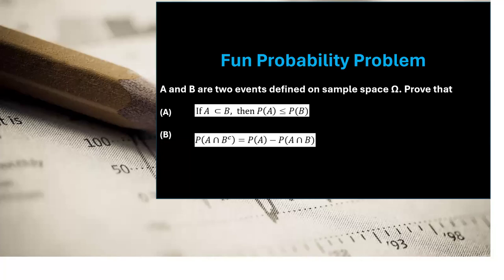The first one: A and B are two events defined in this sample space. I want to prove that if A belongs to B, then P(A) is less than or equal to P(B). Part A is kind of intuitively obvious, but we're going to show you how to prove it. Then part B: P(A intersect B complement) is equal to P(A) minus P(A intersect B). All right, let's go ahead and get started.